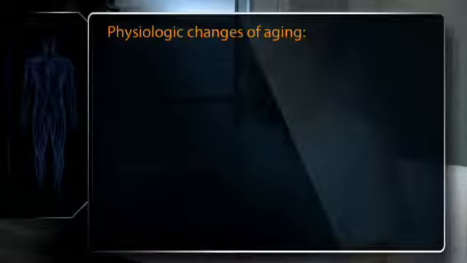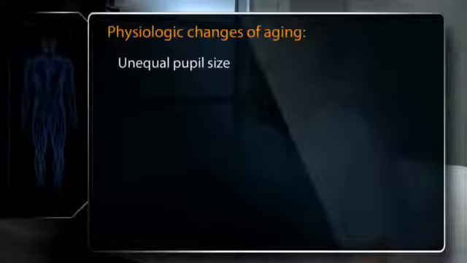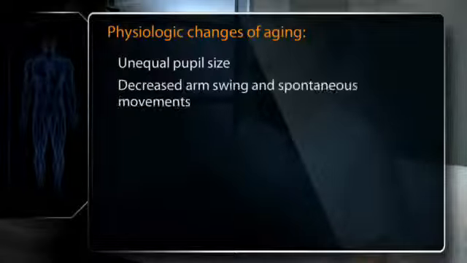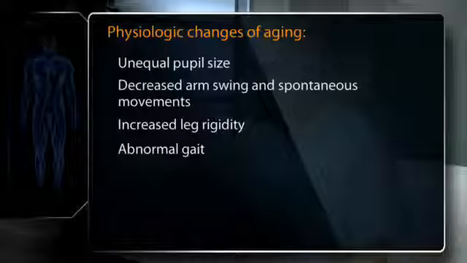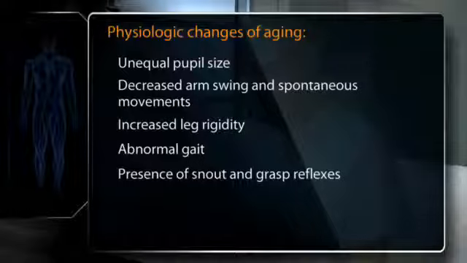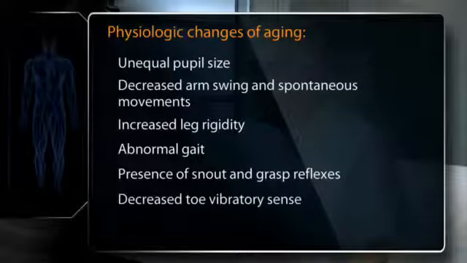Although neurologic abnormalities are common in the older population, their prevalence without identifiable disease increases with age. Examples of physiologic changes of aging include unequal pupil size, decreased arm swing and spontaneous movements, increased leg rigidity and abnormal gait, presence of the snout and grasp reflexes, and decreased toe vibratory sense.